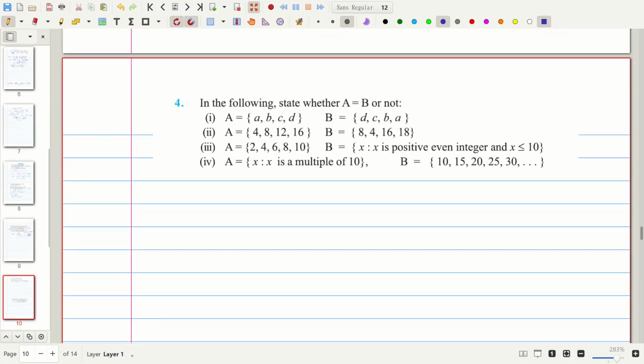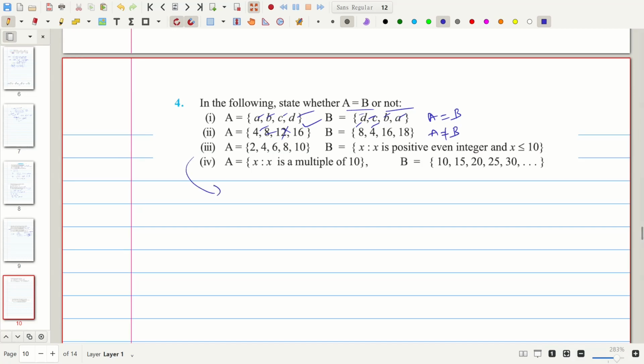Here we need to identify which sets are equal or not. Compare A and B. Compare: 4 is there, 4 is there, 8 is there, 8 is there, 12 is not there, 16 is there. Since 12 is not there, A is not equal to B.